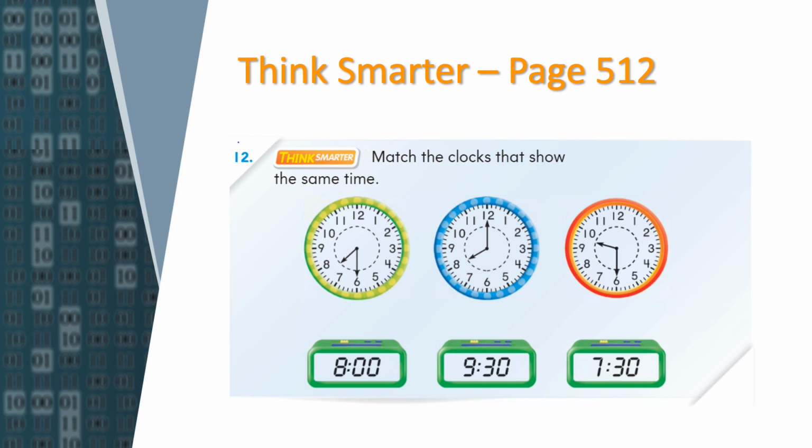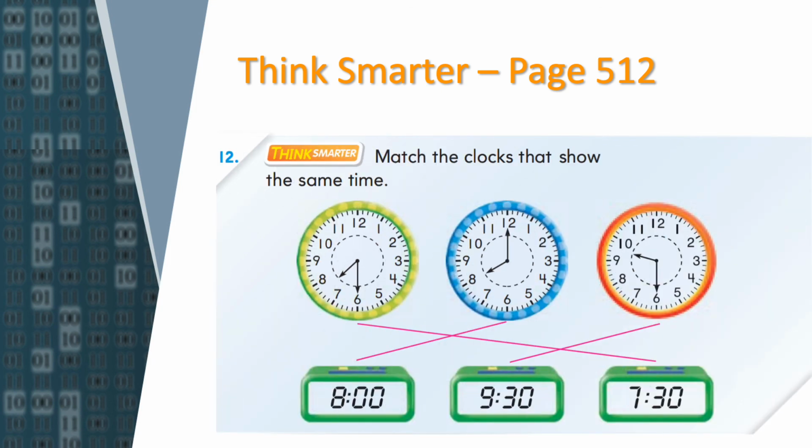And in the last clock, it is between 9 and 10. So it is 9. And the minute hand is on 6. So it is 9:30. I've solved it for you here. Please complete it in your books, page 512. Wasn't that an easy lesson, children?